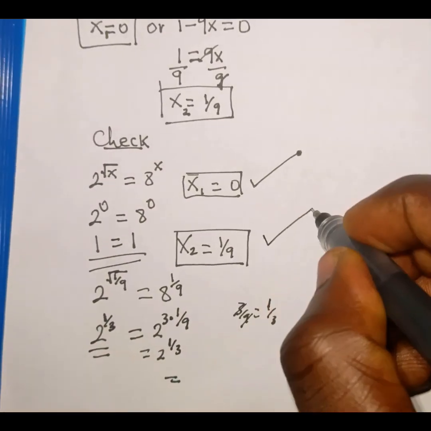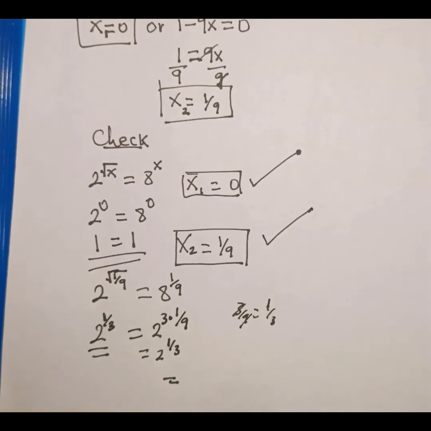So therefore, x2 equal to 1 over 9 is also a value of x that will satisfy this equation.